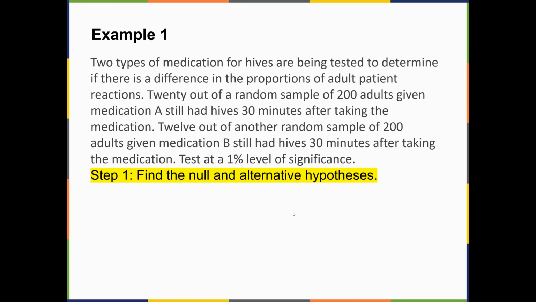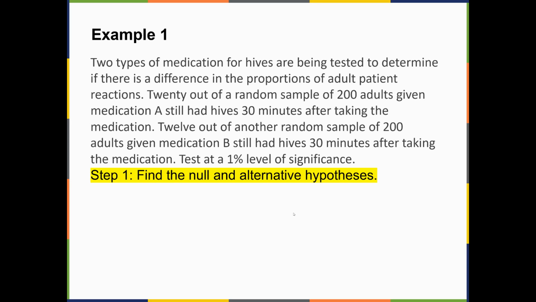Let's do an example. Two types of medication for hives are being tested to determine if there is a difference in the proportion of adult patients' reactions. 20 out of a random sample of 200 were given medication A, and they still had hives 30 minutes after taking the medication. 12 out of another random sample of 200 adults given medication B still had hives 30 minutes after taking the medication. We want to test this at a 1% level of significance.